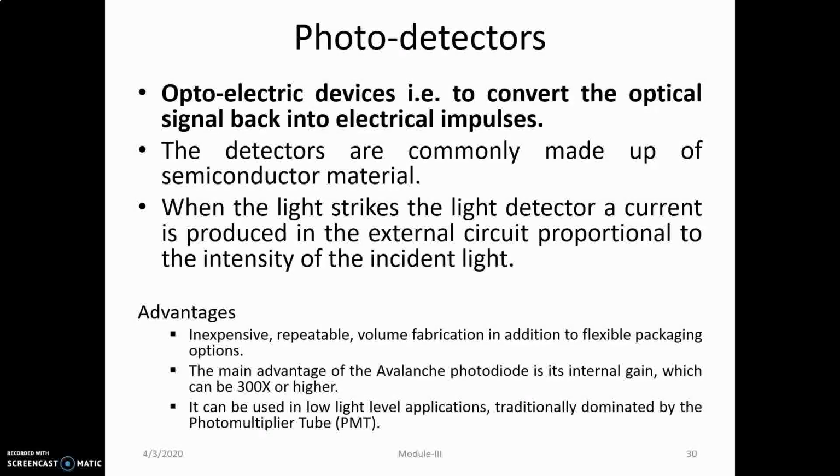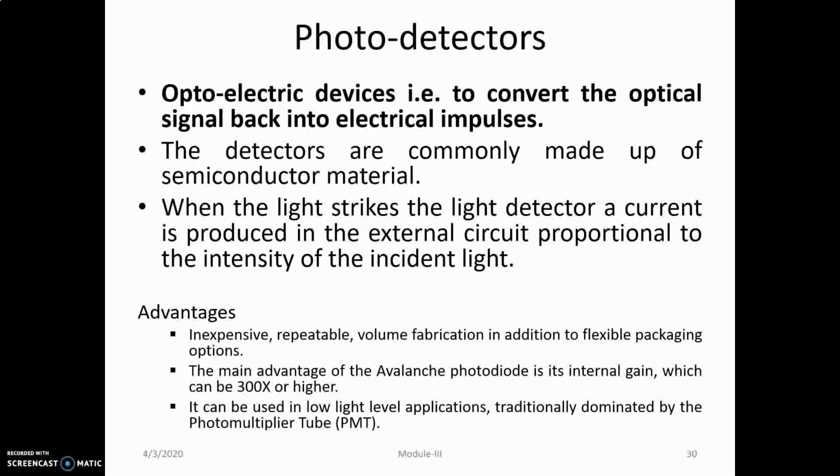So what is the phenomenon, how is it going to work? The light strikes the detector and current is produced in the external circuit, which is proportional to the intensity of the incident light. It has a few advantages compared to other photodetectors. It is inexpensive, it allows repeatable, volume fabrication, in addition to flexible packaging options.